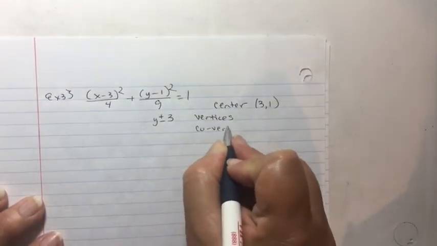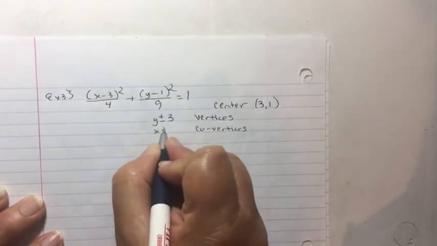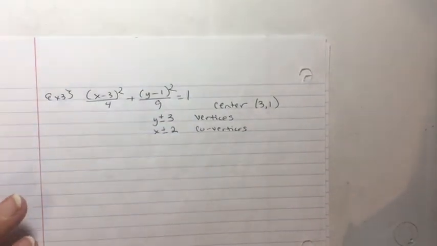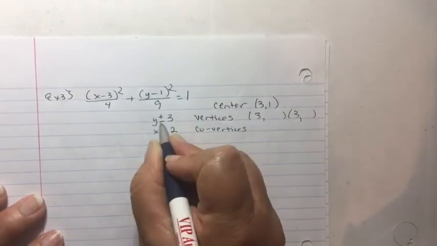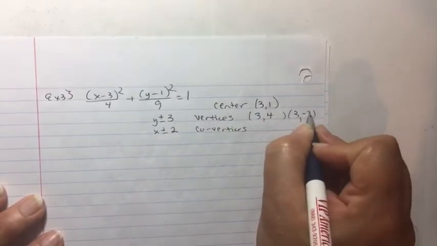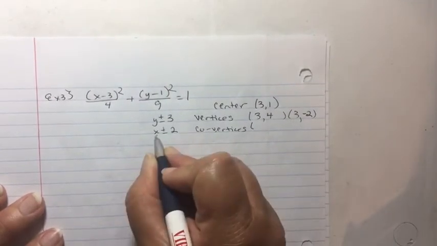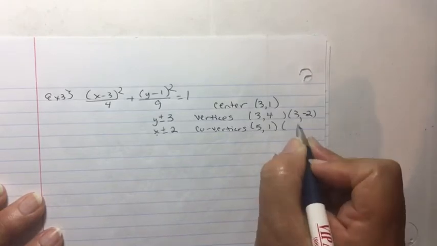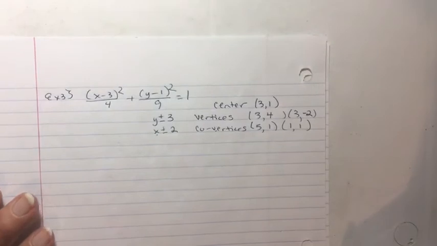Your co-vertices, the smaller value goes with the x, and you're going to add and subtract the square root of 4, which is 2. Okay, so I'm going to leave my x values alone. The y, 1 plus 3 is 4. 1 minus 3 is negative 2. For the co-vertices, I'm changing the x by 2. 3 plus 2 is 5, leaving the y 1. 3 minus 2 is 1, leaving the y 1.